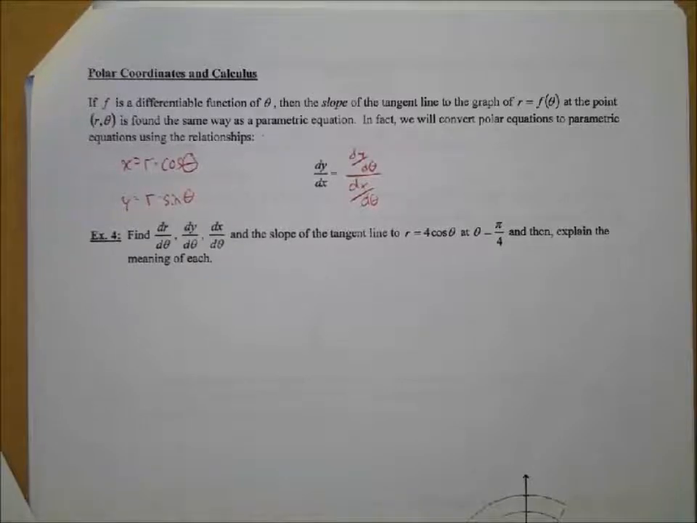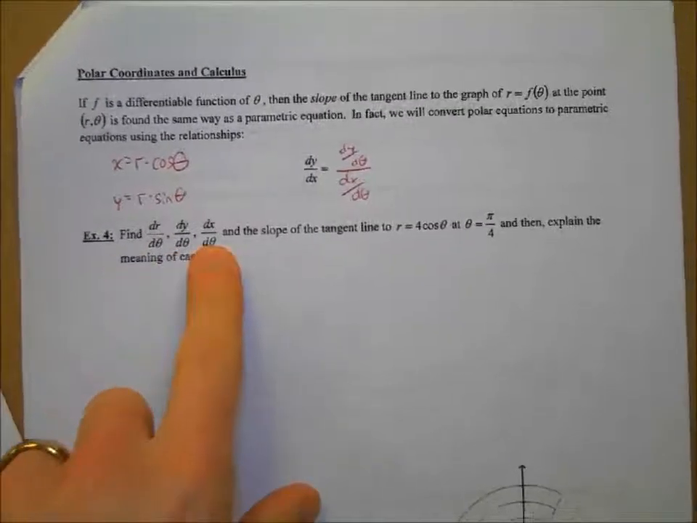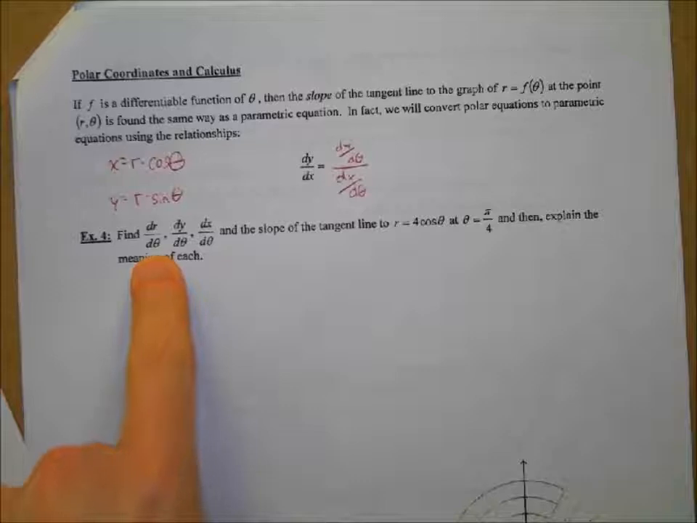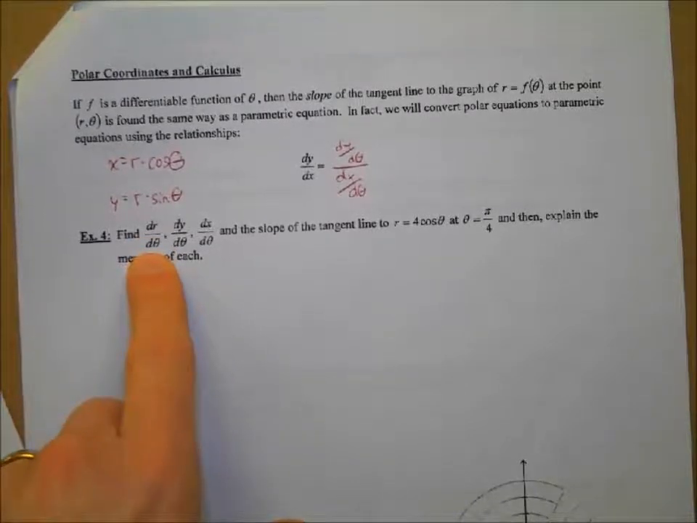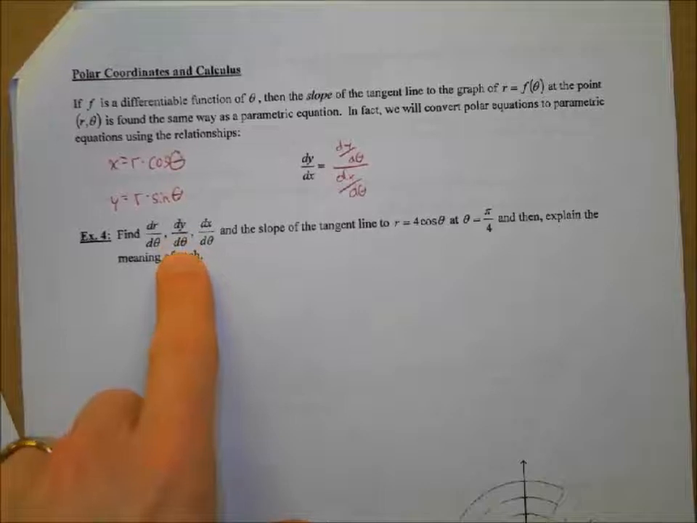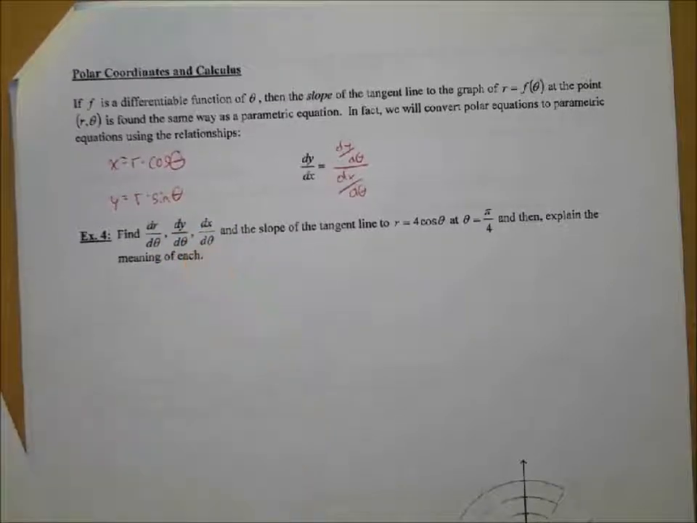All right, so let's take a look at it here. We're going to find a few calculations. We're going to find dr d theta, which is the derivative of r with respect to theta. We're going to find dy d theta, so the derivative of y with respect to theta, and then dx d theta. Well, you get the idea.